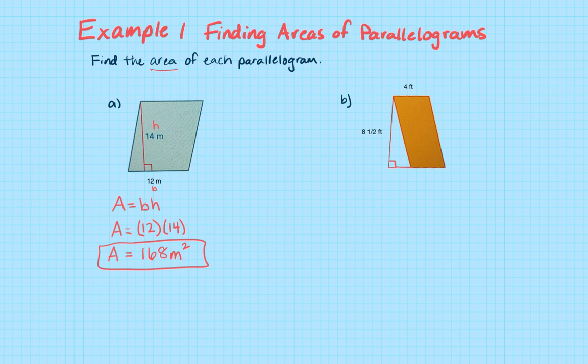So let's work on B. We've got A equals base times height. Always write out what the formula is. That's your first step.